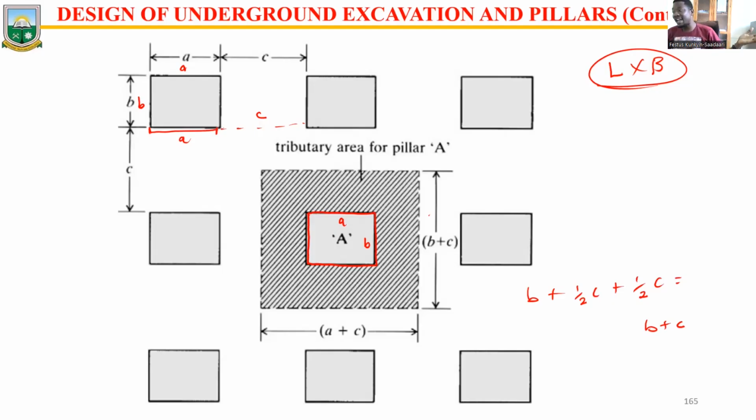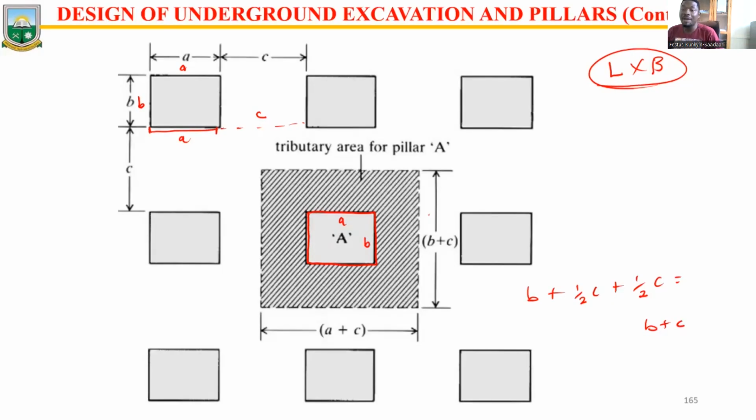And we have stated earlier that the tributary area principle says that if I have a pillar, the pillar does not bear the entire load that is above it, but it bears up to half of the space to its left, half to its right, the front and the back. So the shaded region is the amount of load the pillar is going to carry plus the load directly above the pillar.